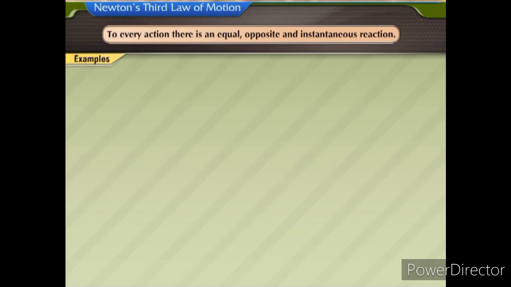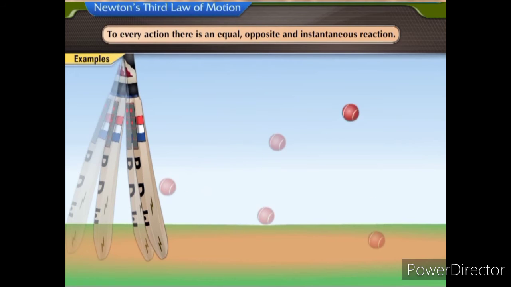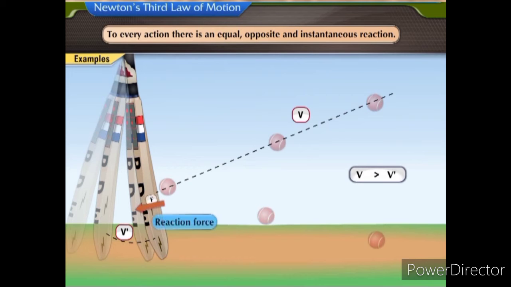Let us see some examples explaining the third law of motion. When a bat strikes a ball, the ball also exerts an equal and opposing force of reaction on the bat. The force acting on the ball projects it with high velocity. At the same time, there is a reaction force acting on the bat. This force slows down its forward motion.